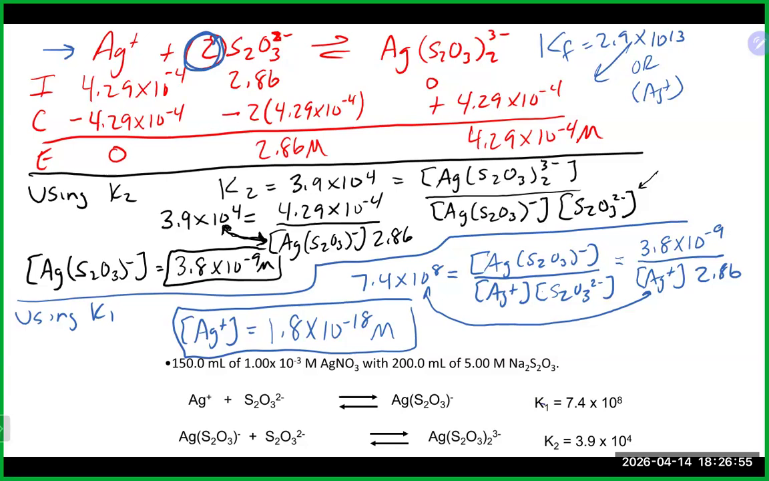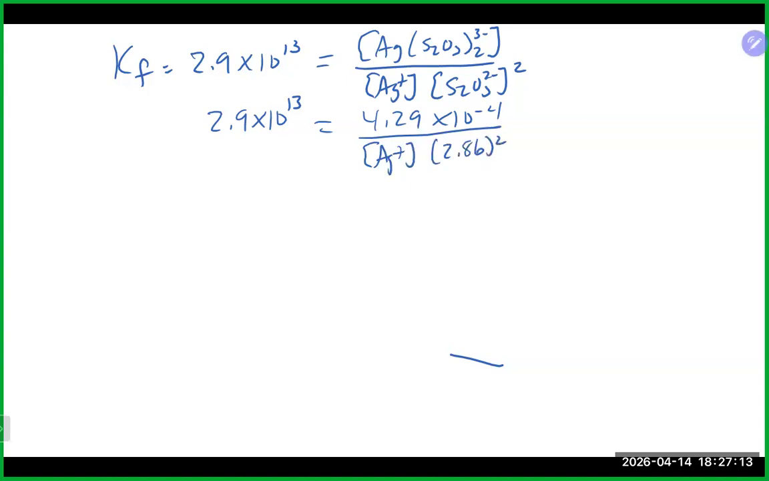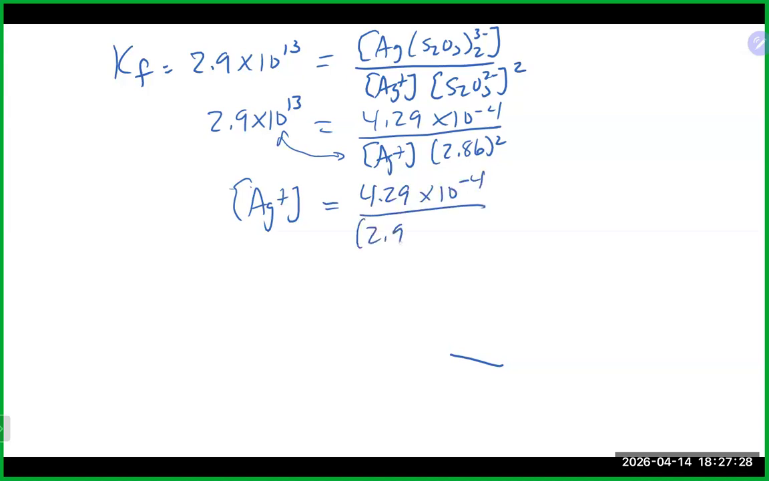I again have all my numbers there from the first table, so pop those numbers in. We're going to get 2.9 times 10 to the 13 is equal to 4.29 times 10 to the minus 4 divided by our silver concentration and our 2.86 that is squared in this case. Should be 4, yep. And again, to rearrange this, these two are going to switch places, which will give us silver is equal to 4.29 times 10 to the minus 4 divided by 2.9 times 10 to the 13 and our 2.86 squared.